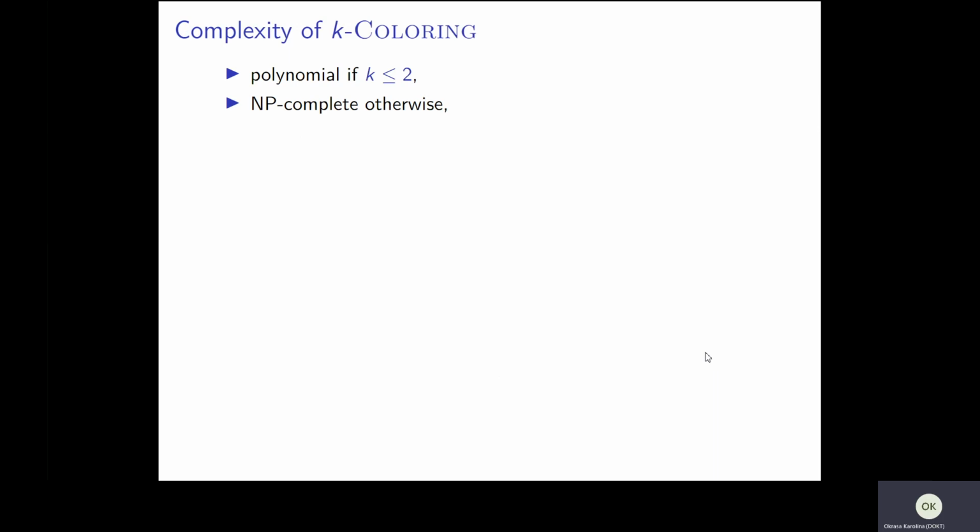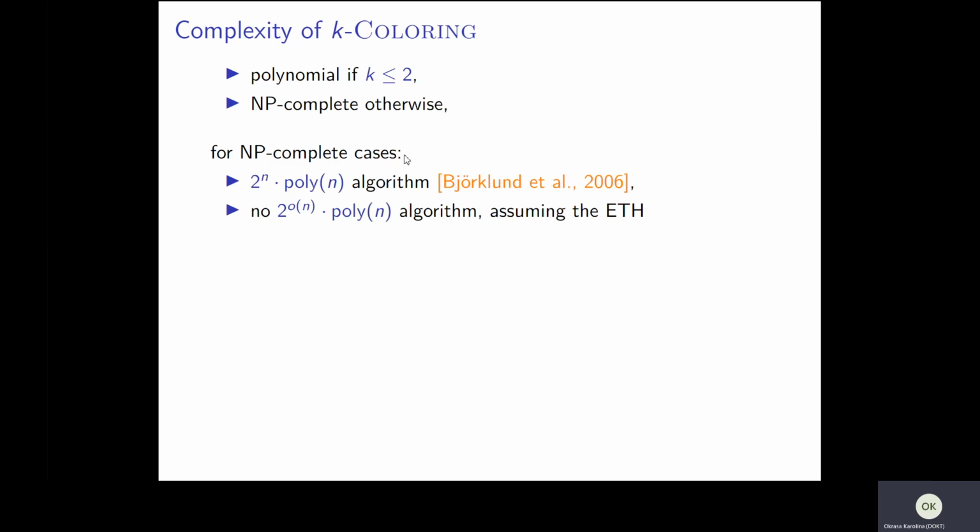As for K-coloring, we all know that it is polynomial if K is at most 2, and otherwise it is NP-complete. And while the brute force algorithm gives us a K to the n upper bound, we also know that we can get rid of this K, and there is an algorithm working in time 2 to the n. And on the other hand, there is no sub-exponential algorithm for K-coloring.